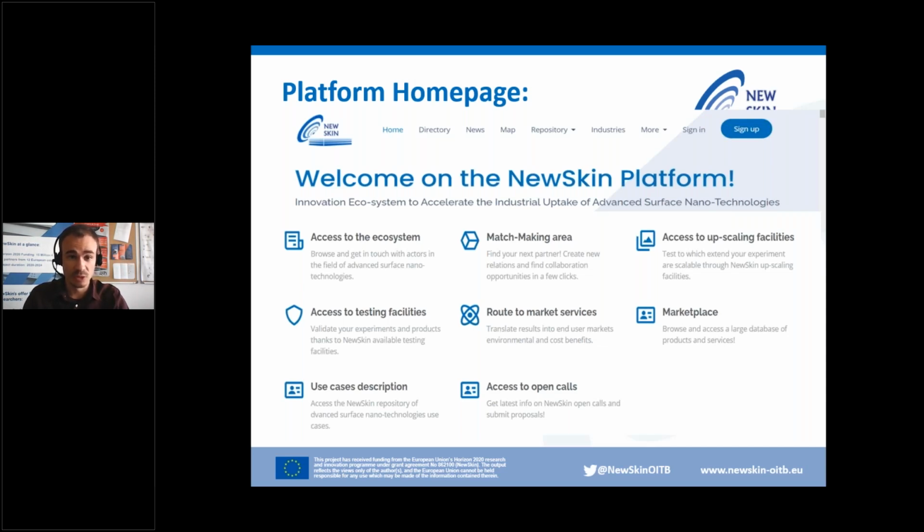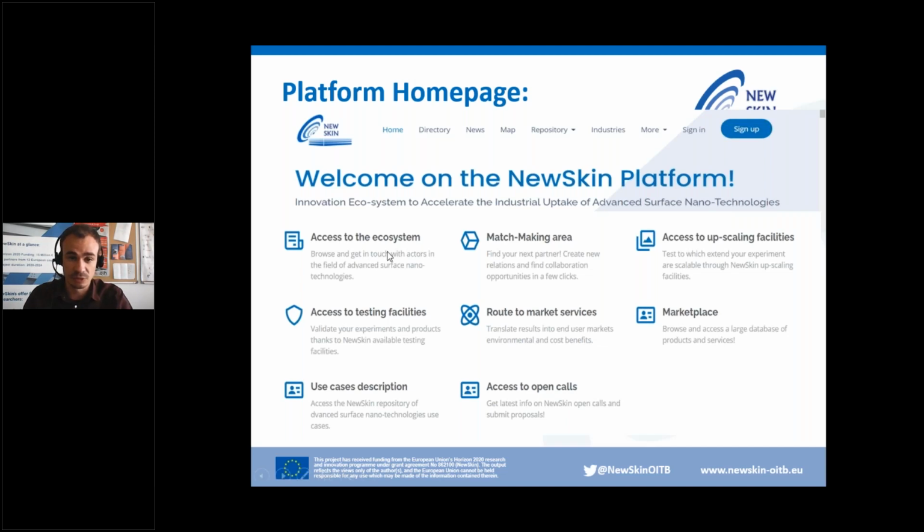With the platform, you can get in touch with these actors and request more information on some of the technologies that are developed. Therefore, the NewSkin platform is also a matchmaking area. You can use the platform to meet and find a partner for a specific project. There are different features that I will present later that will allow you to use filters and find specific partners depending on industry needs and projects they developed earlier. This will be very useful for participating in a new Horizon Europe project, for instance.